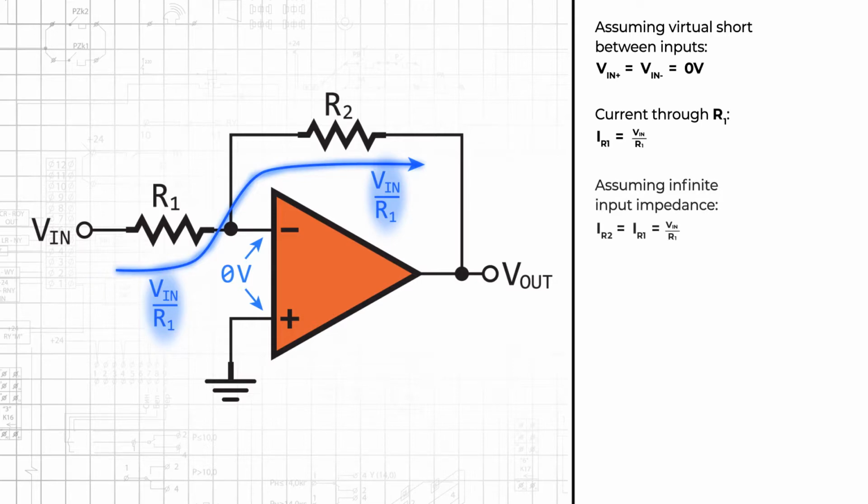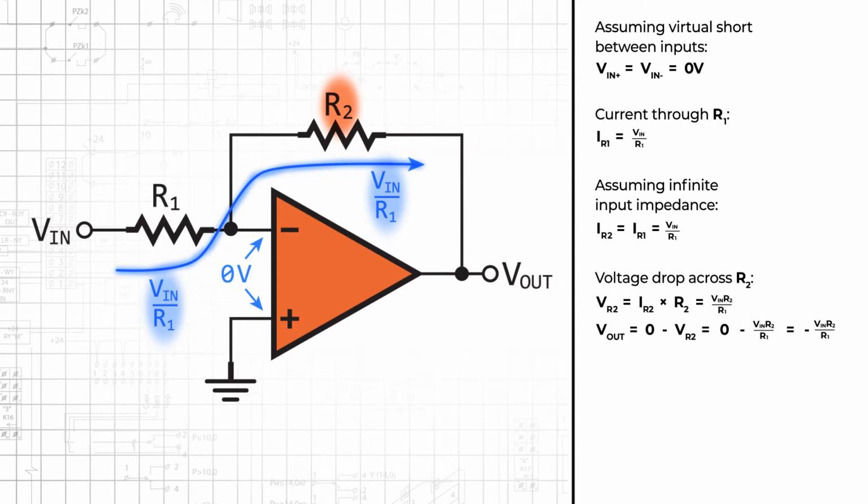inverting input terminal. Since we assume that current cannot flow into the input terminal, all that current flows to the output node through R2. The voltage drop across R2 will be Vin times R2 over R1. The left side of R2 is at 0 volts, and since current is flowing from left to right, the voltage on the right side of R2 must be lower than the voltage on the left side. Thus, the voltage at the output node will be 0 volts minus the voltage drop across R2. In other words, Vout equals 0 minus Vin times R2 over R1.